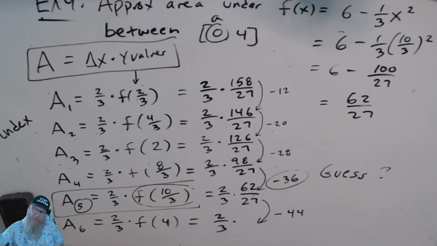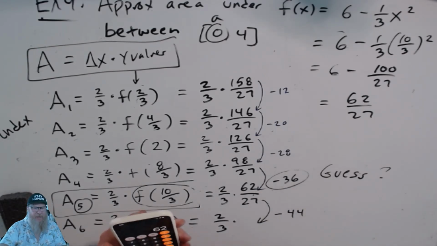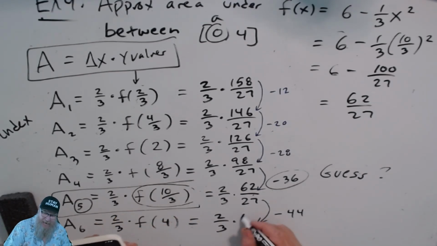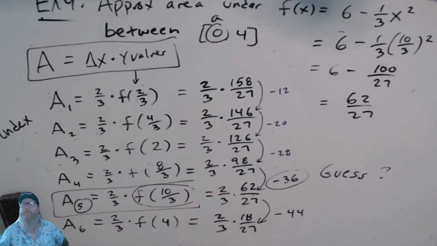44? Yeah. Minus 44. I'm going down by 44, so that'll be 18/27ths. Whew, this is quite a problem, isn't it? This is quite a problem.